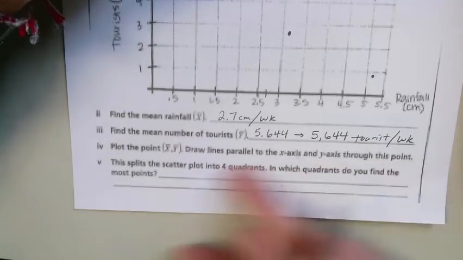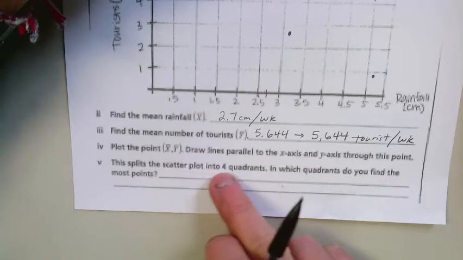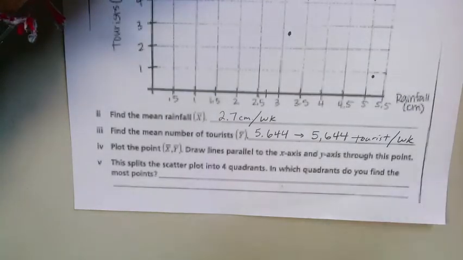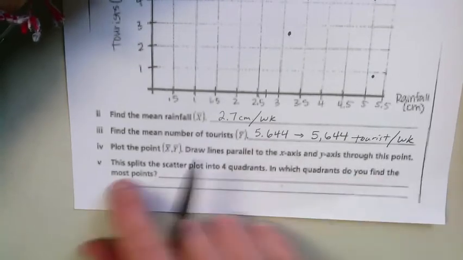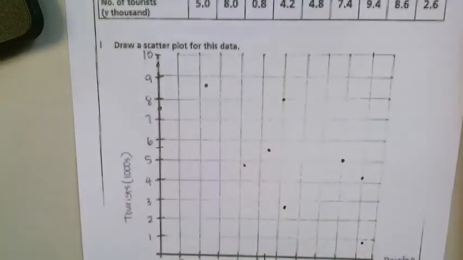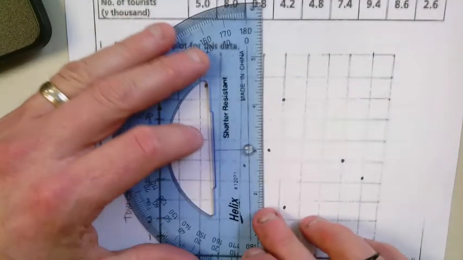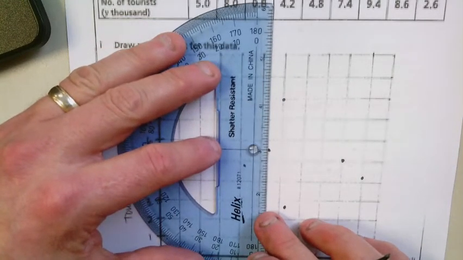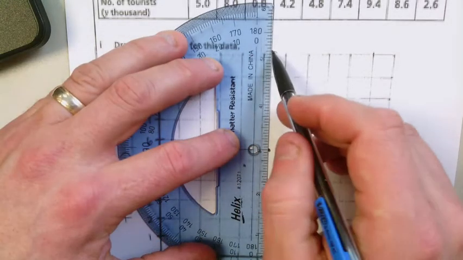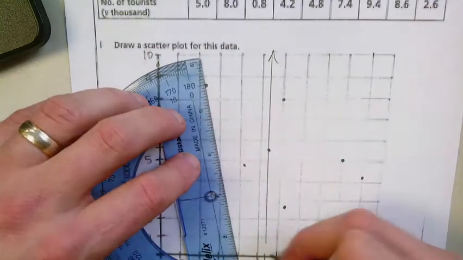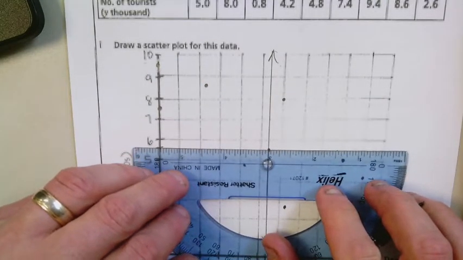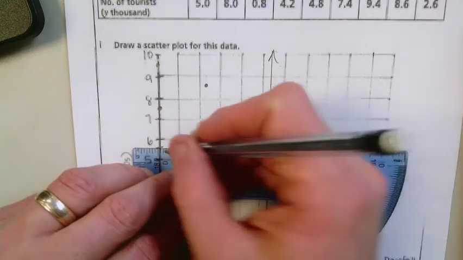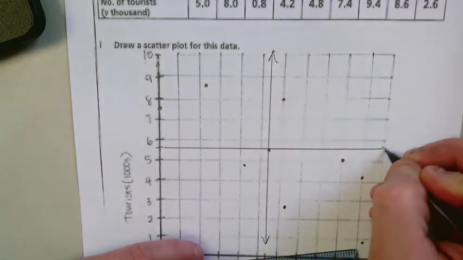And then it says draw lines parallel to the x-axis and y-axis through this point. This splits the scatter plot, so this is what's called a scatter plot, plotting points that are scattered throughout the graph, into 4 quadrants. In which quadrants do you find the most points? Okay. So as I go ahead and draw this, a line that's parallel to the y-axis would be this one. And a line that is parallel to the x-axis would be something like this one.